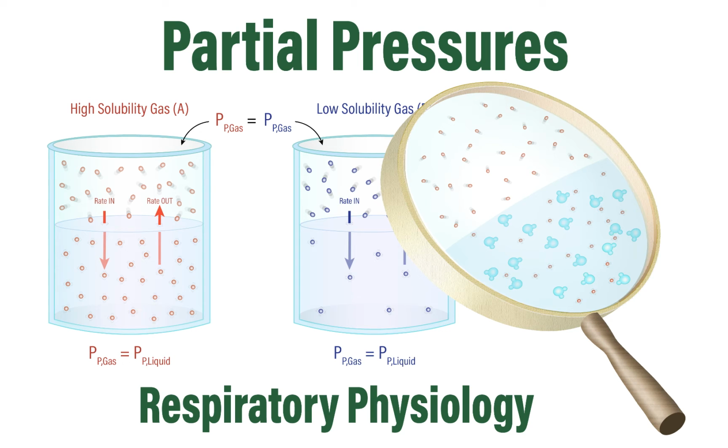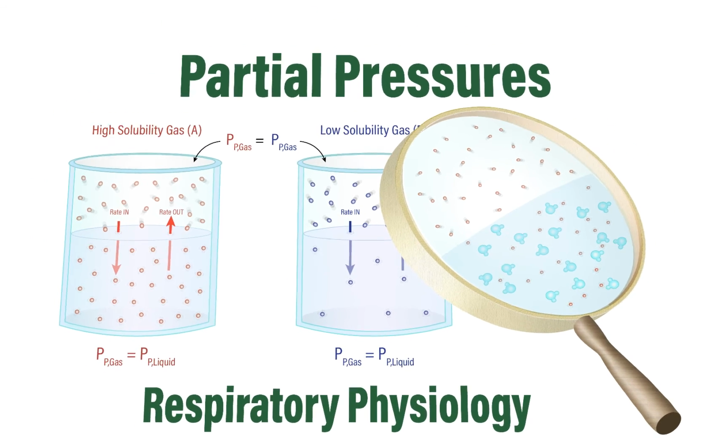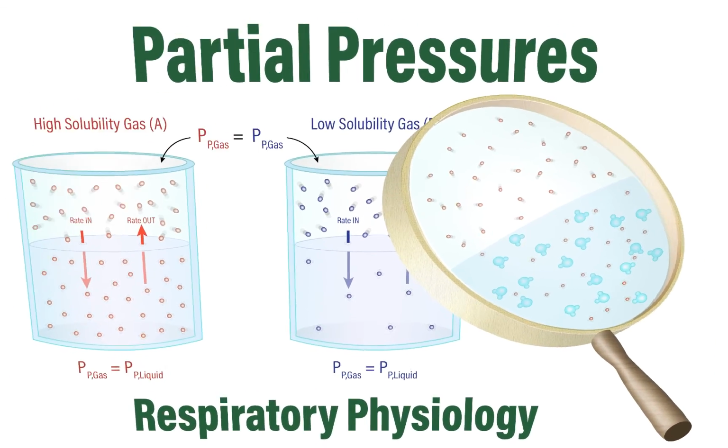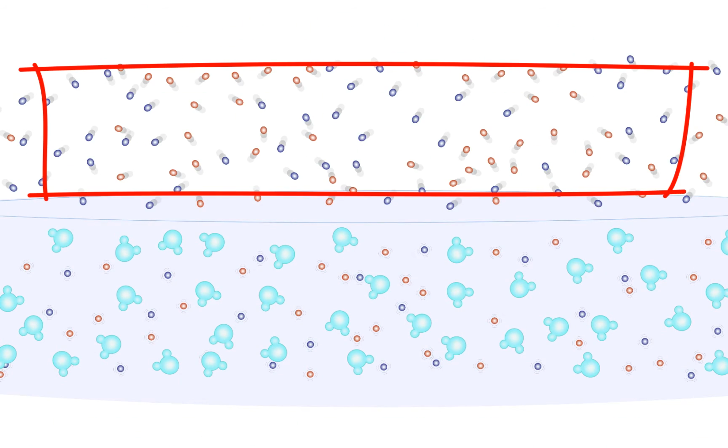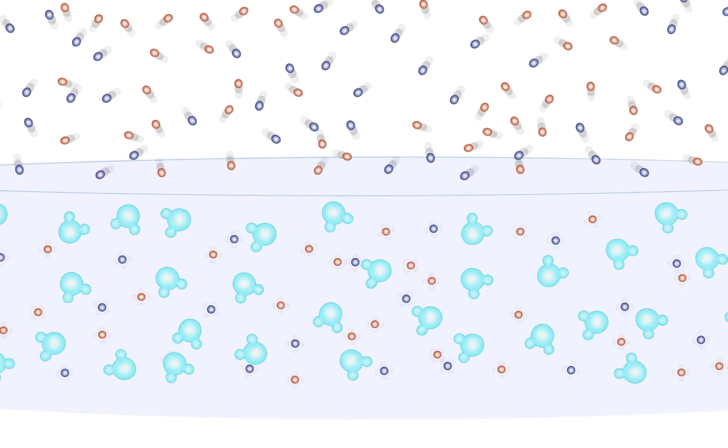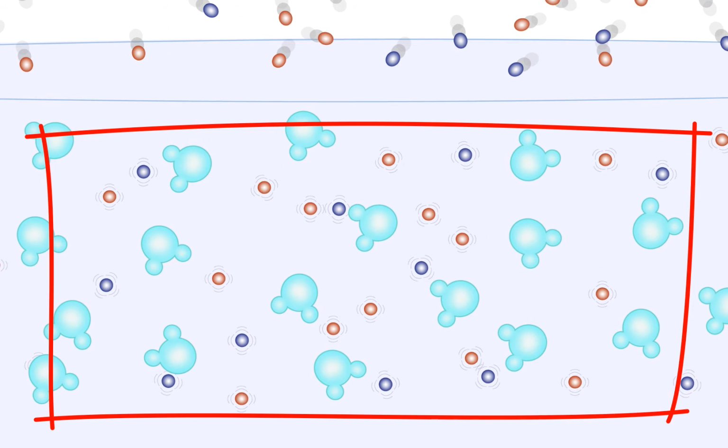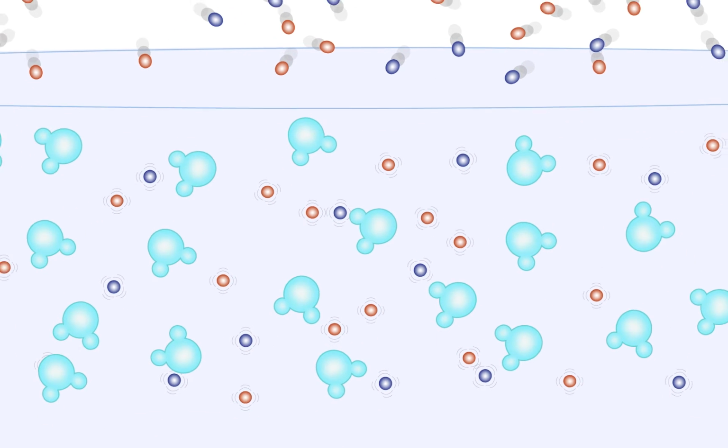In respiratory physiology, the respiratory gases are often quantified using partial pressures. We use partial pressures to talk about the amount of gas within a gas mix, but also to talk about the amount of gas that's dissolved into a liquid phase. First, the partial pressure of a gas within a gas mix.